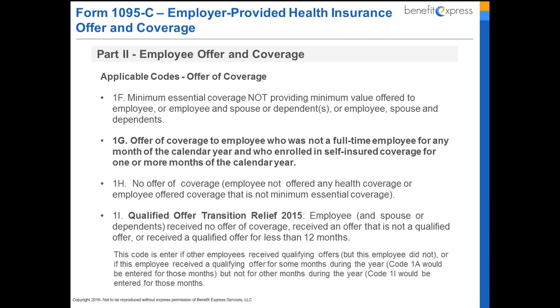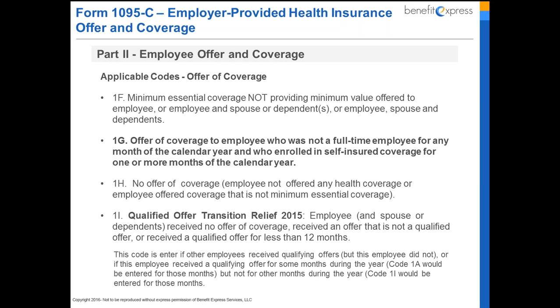Now, one code that you will not use, and that's why it's highlighted, is 1G. 1G is only used if non-employees are covered by your plan and your coverage is self-insured. So if you're insured, you don't ever use 1G.